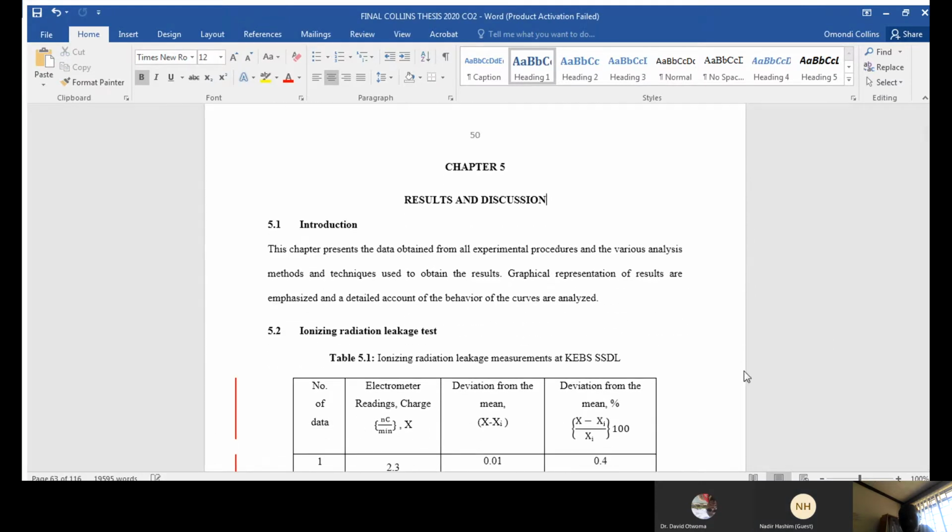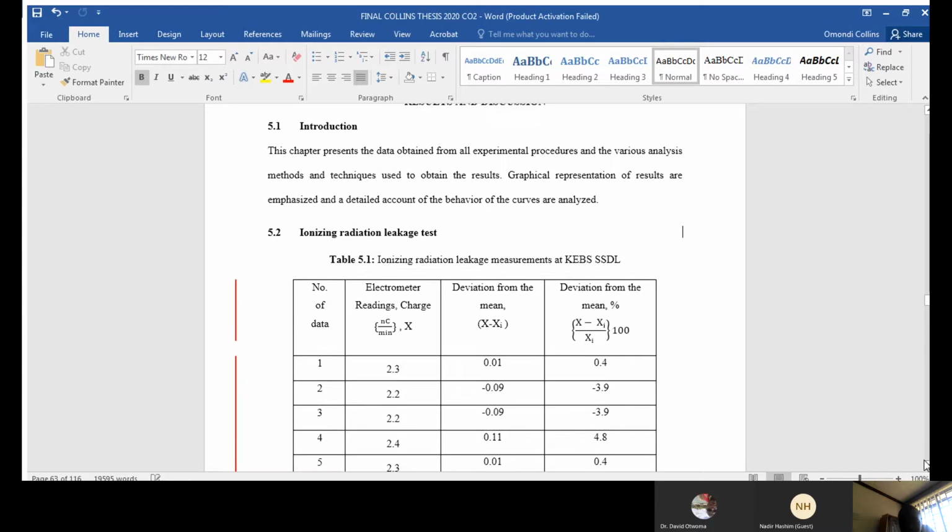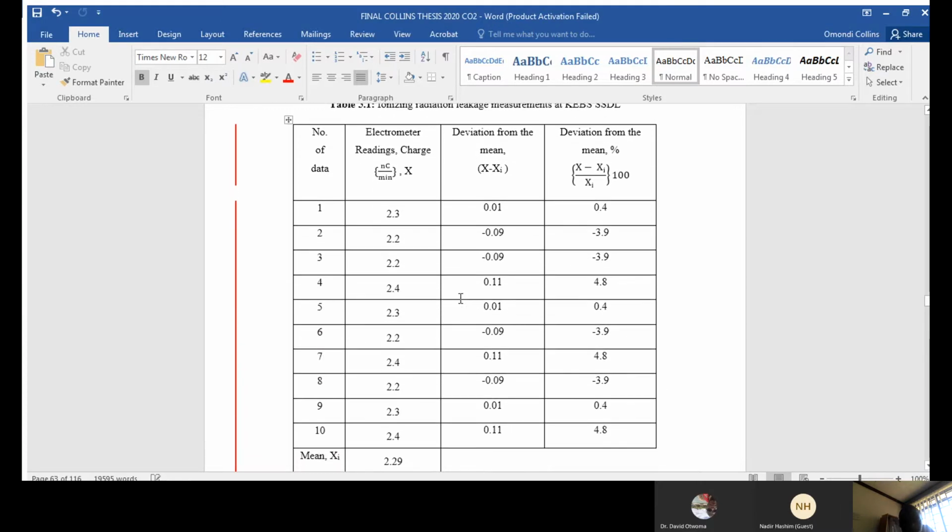So these are the results. The first experiment was about the leakage. This is before any radiation. We want to test how good our setup is, so that whatever value we get after irradiation, we can subtract the leakage. This is one form of an error. In this case, I took 10 readings with an electrometer. So these are the values.